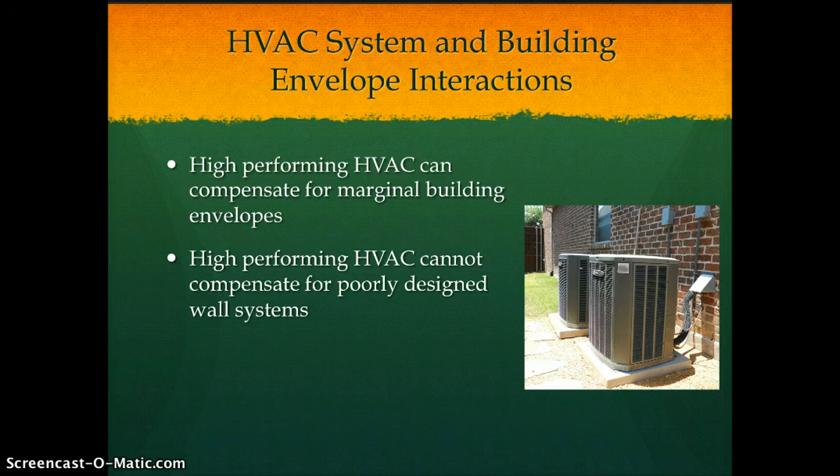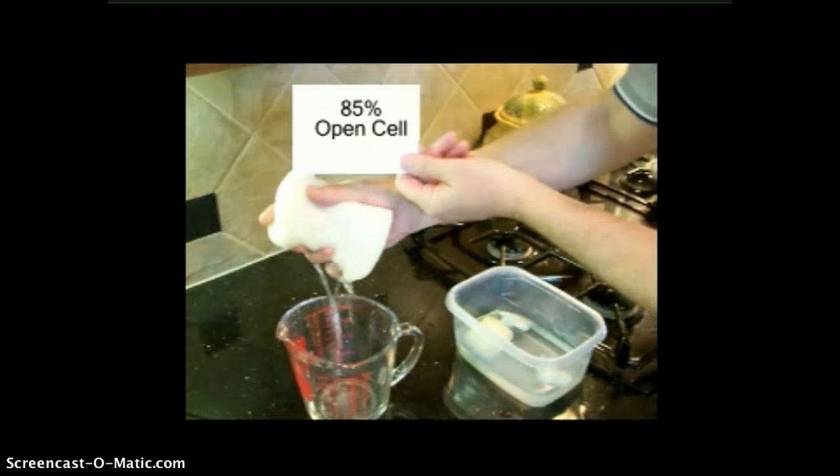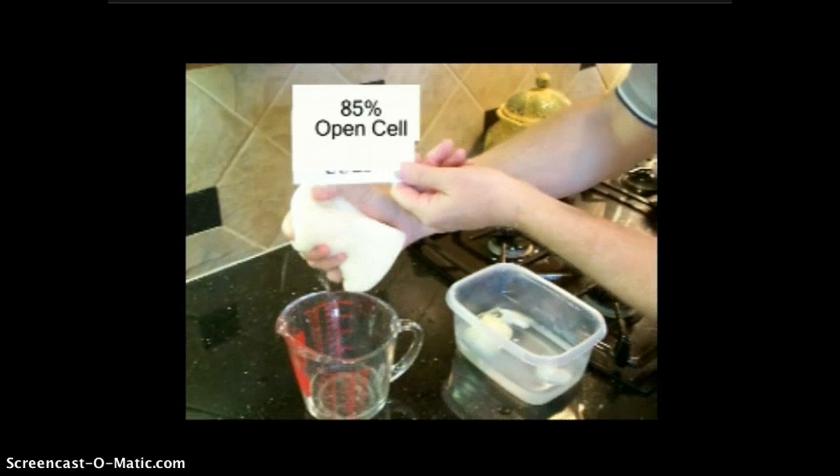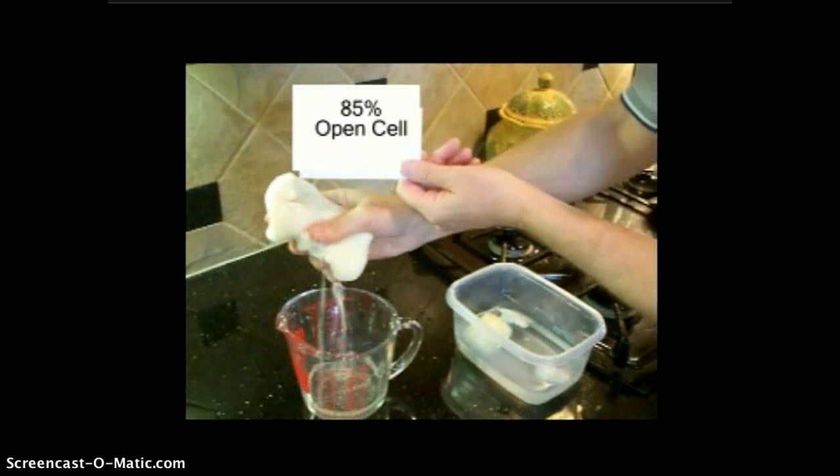However, there is a point where even an exceptionally well-performing heating, ventilation, air conditioning system cannot compensate for a poorly designed wall system, especially a wall that allows rainwater intrusion or is excessively leaky to air movement. For example, this video clip reveals the amount of water absorbed by a wall insulation product.